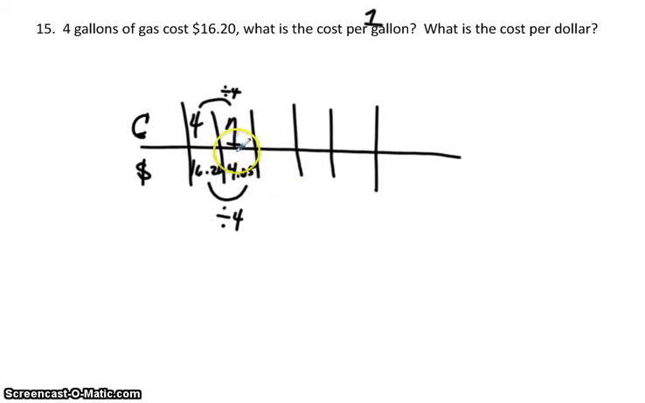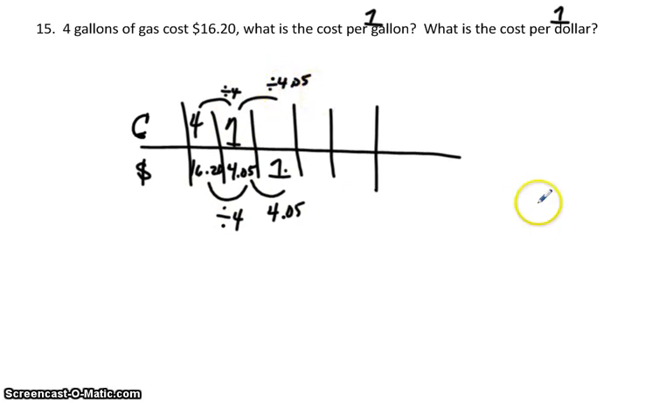So if 1 gallon of gas costs $4.05, and I want to know what the cost per dollar is, which is an unusual thing to do, but sometimes we have to find it. That means this time I have to have a dollar on the bottom. So I would divide $4.05 by $4.05, because any number divided by itself makes 1. So I'm going to take 1 and divide by $4.05. Actually, I don't think that's right. We're going to take 1 and divide it by $4.05.